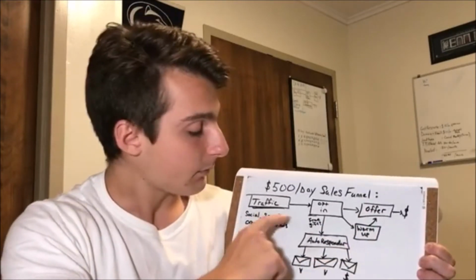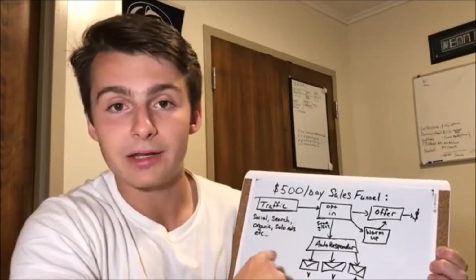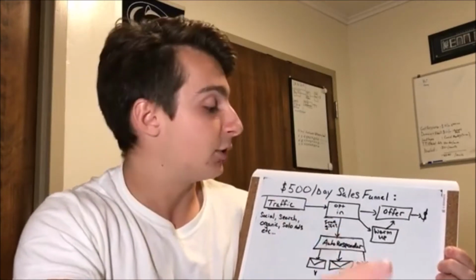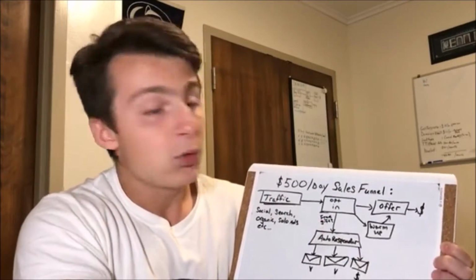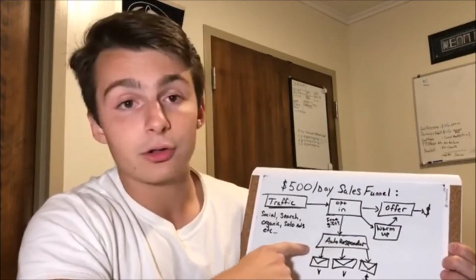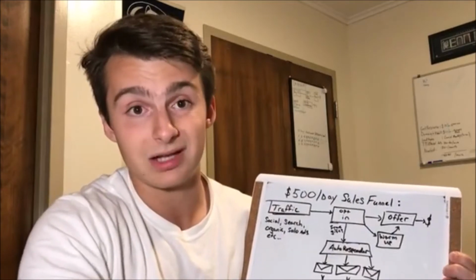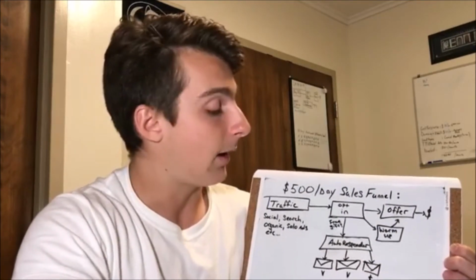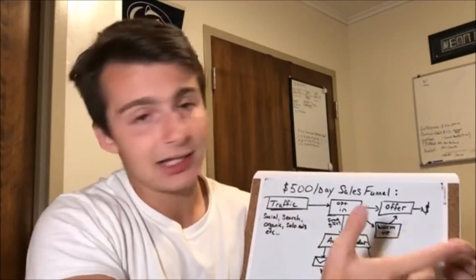So now, if you get a person to opt into your page from one of these traffic sources, let's say it costs you $1 per opt-in, right? $1 per opt-in, you get 100 opt-ins. So now you just spent $100. You got 100 people on your list. So you have 100 people to now email in the future going forward for as long as you want until they opt out of the list, which many people don't.